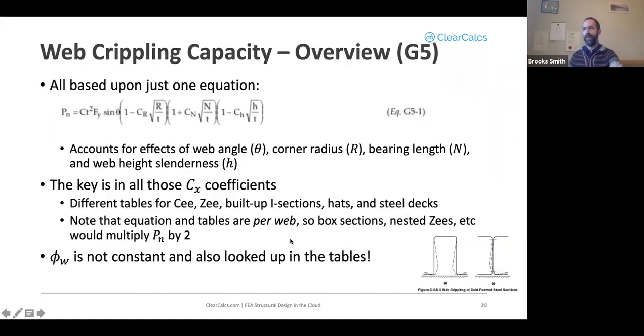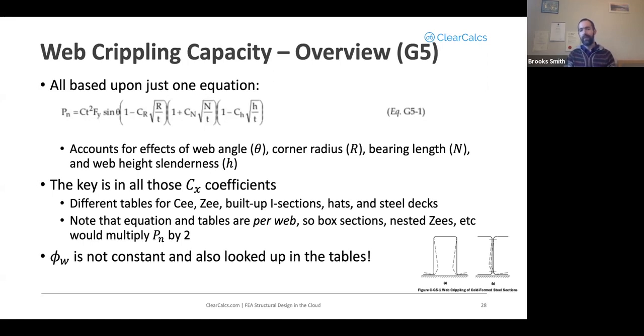Now, web crippling capacity, I talked about how that is quite important in cold formed steel. It is all based on just one single equation. That's the equation that I reproduced at the top of the slide here. This accounts for effects of the angle of the web, which is usually going to be 90 degrees, but not always for more custom sections. But in all of our cases, it's 90 degrees.